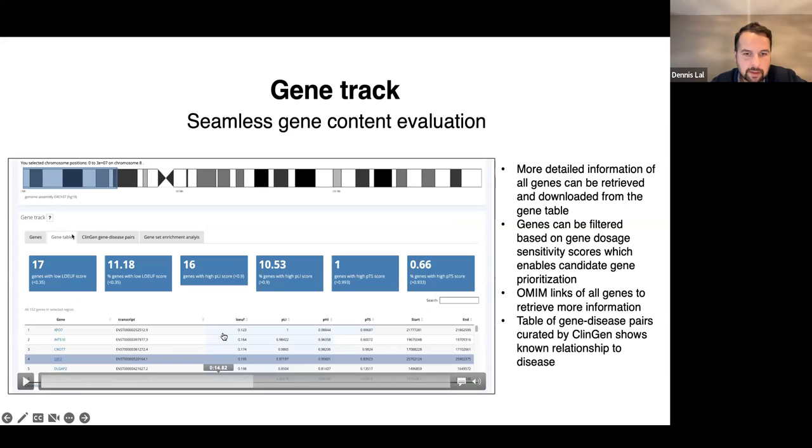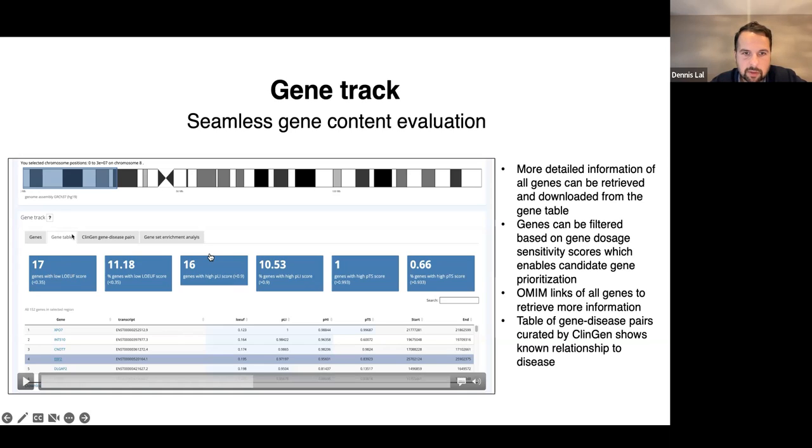So the next step is that we can look at all genes, and you can see here already that this interval has 152 genes in total, and of these, for example, 17 are known to be sensitive to deletions. And again, on this question mark track, you can read about how this score is generated and which publication it is from.